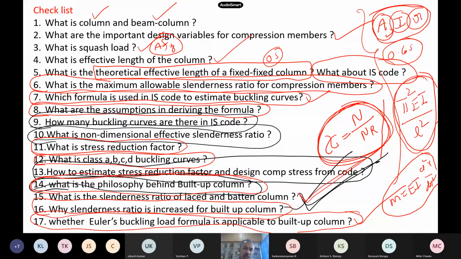But to simplify, our code says you use pi square EI by L square only, and account for this extra effect. That's why we increase the slenderness ratio of the lacing column by 5% and the batten column by 10%. And why 5% for lacing and 10% for battens? Because in lacings you have diagonal elements like this.